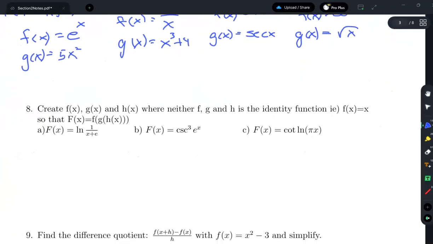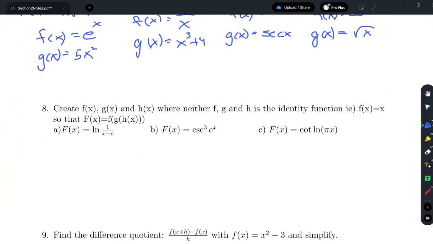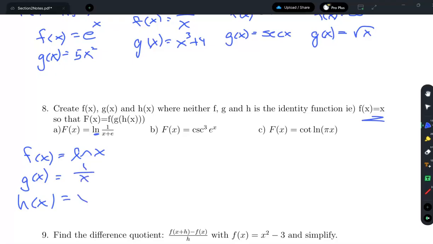Okay, here we go with 3 layers. We can do this. So I want an f and a g and an h. Again, none of them can be just x. So thinking about it, I'm pretty sure ln of x has to be the most outside function. Then I'm thinking 1 over x is the next layer, and then the most inside layer is x plus e.